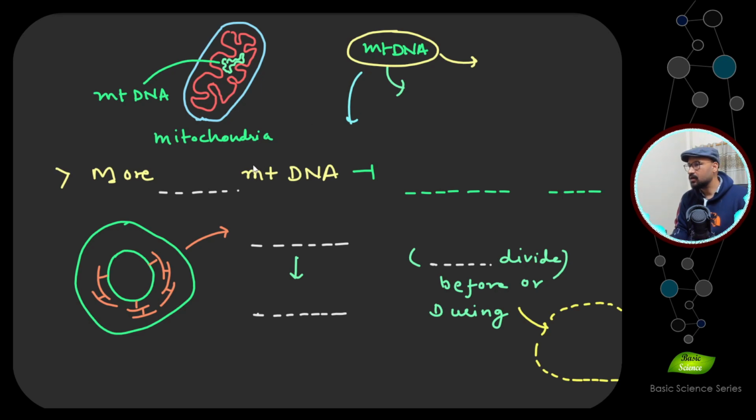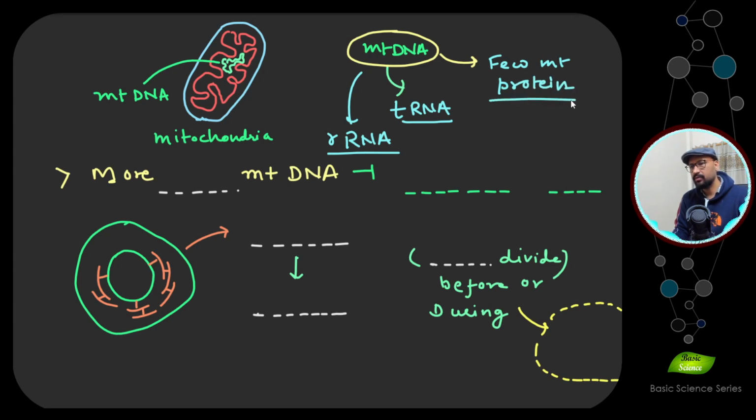In the case of mitochondrial DNA, first you have rRNA formed from the mitochondrial DNA, many tRNA molecules also formed from it, and then a few mitochondrial proteins. This is interesting: the maximum amount of mitochondrial proteins comes from the nuclear chromosome, not from the mitochondrial DNA. So this is important. It is mainly responsible for tRNA, rRNA, and a few of the proteins.